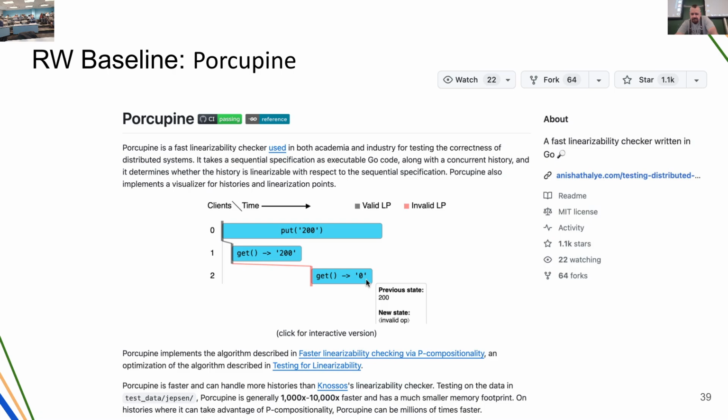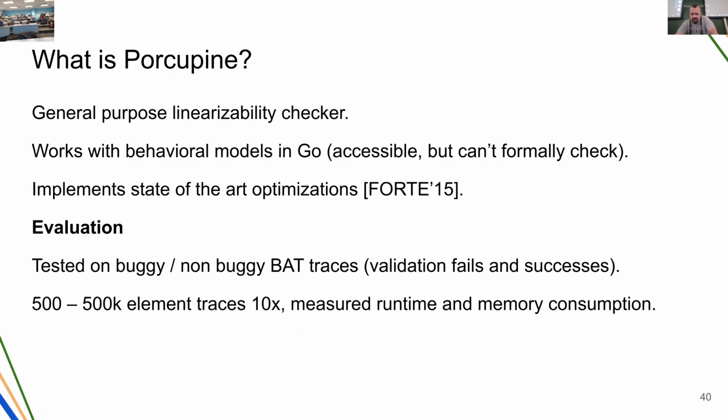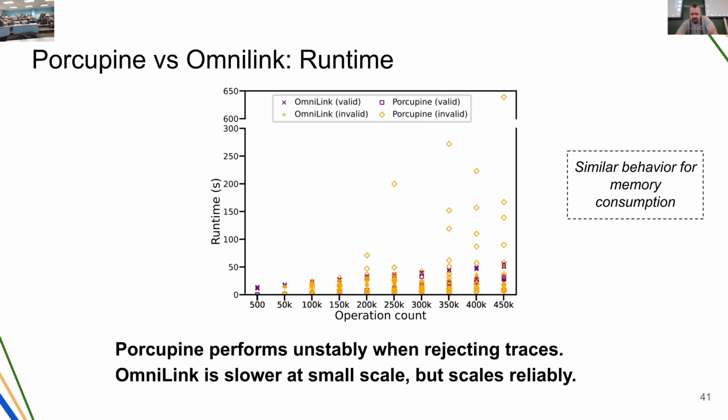But, I guess maybe it's a lot faster. And it sort of is. So we evaluated Porcupine using the BAT test and ran a bunch of traces on it. Let me just get to the graph.